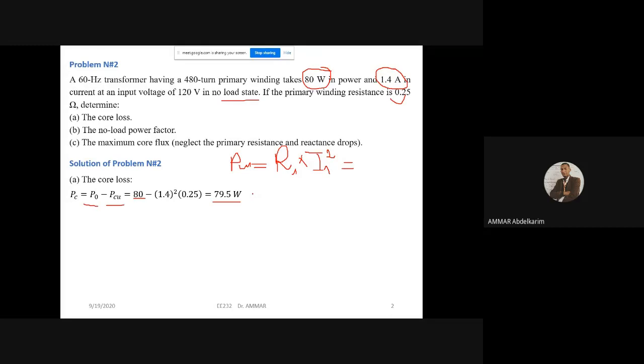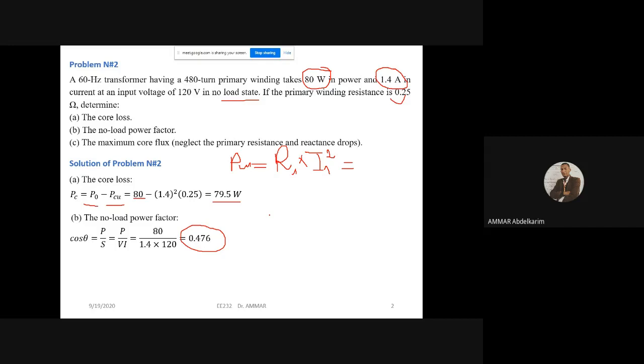So it's almost equal to the no load power. Just in this case, we have considered the copper losses. In other cases, we may neglect them if the no load current is too small. The second question is the no load power factor. The power factor can be determined from the apparent power. We know that the active power is the voltage times the current times cosine phi, and the apparent power is the current multiplied by the voltage. So cosine phi equals P over S, or P over VI. Since the voltage and the current are given, we can calculate the apparent power, and the no load power factor equals 0.476.